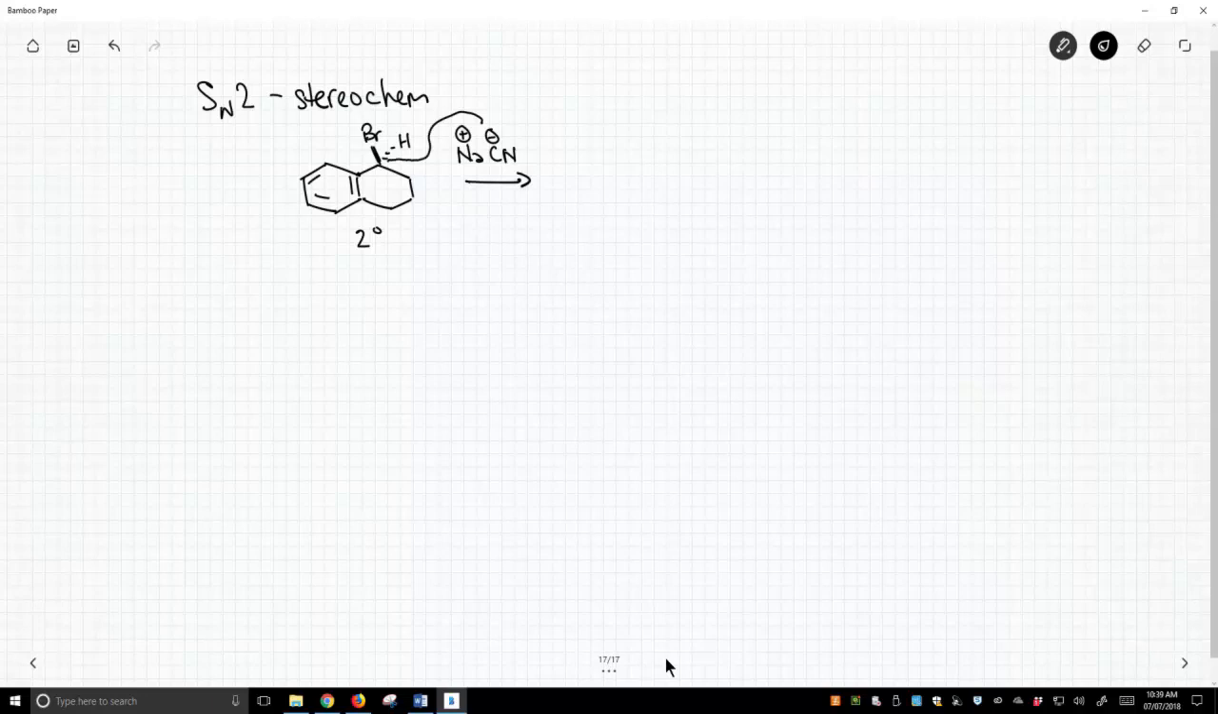And if we were doing this reaction, the cyanide would attack this carbon. We kick out the bromide. The cyanide attacks from the opposite face of this carbon-bromine bond, and we get inversion of stereochemistry. And the hydrogen, which was back, gets pushed up to the front. And that is our product. And this reaction will work. We get clean inversion of stereochemistry.